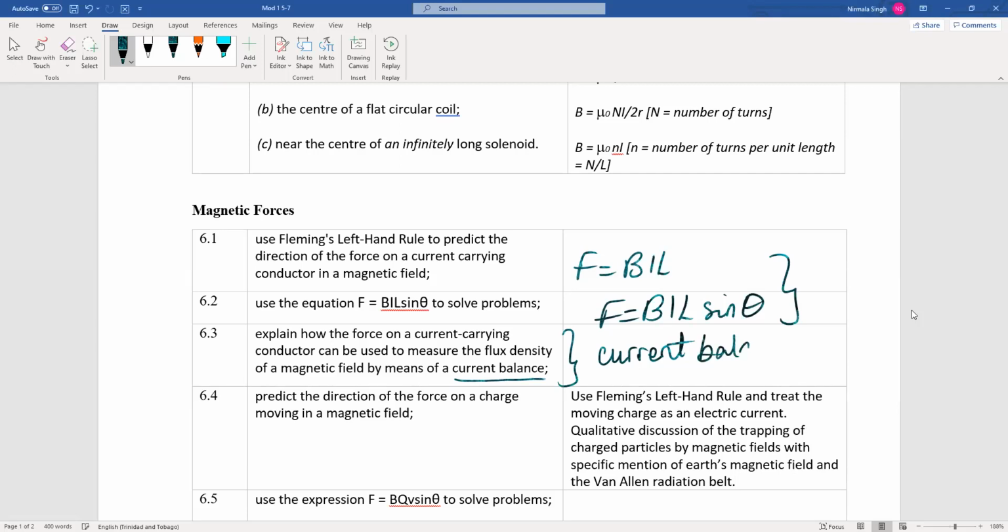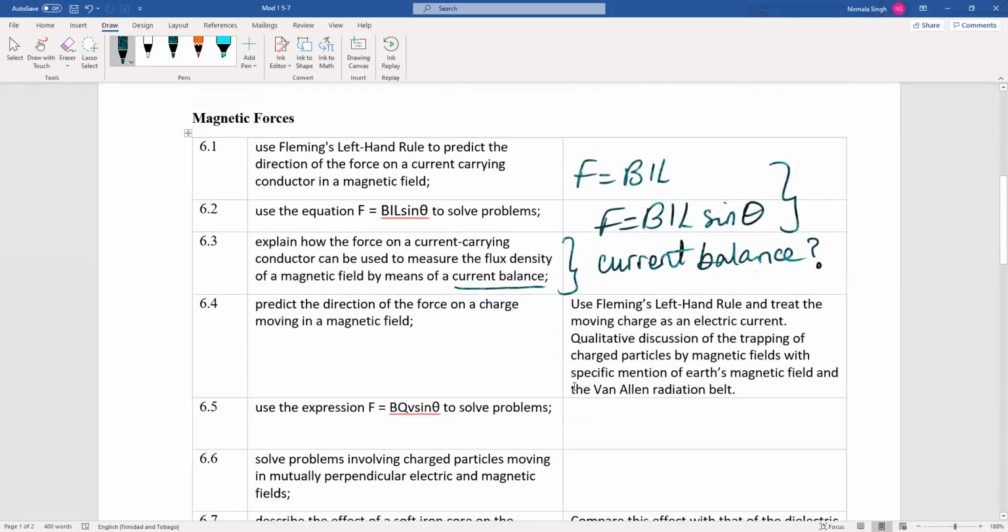So we have current balance. You are going to have to read up what this is, and then we're going to explain it because I want you all to be able to explain it, to have a good understanding of a current balance. It has come up in exams already. It was a long, complex diagram, but it wasn't too hard. It just was long and complex looking.